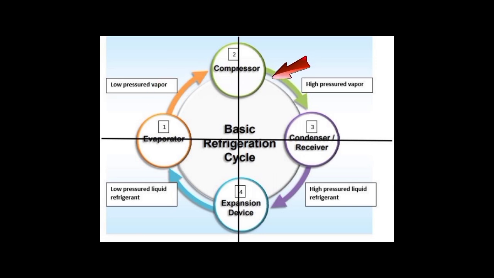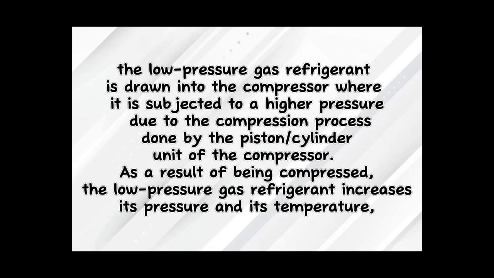At point 2, the low-pressure gas refrigerant is drawn into the compressor where it is subjected to a higher pressure due to the compression process by the piston or cylinder unit of the compressor. As a result of being compressed, the low-pressure gas refrigerant increases its pressure and its temperature.